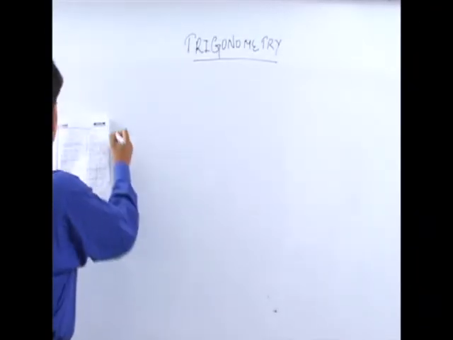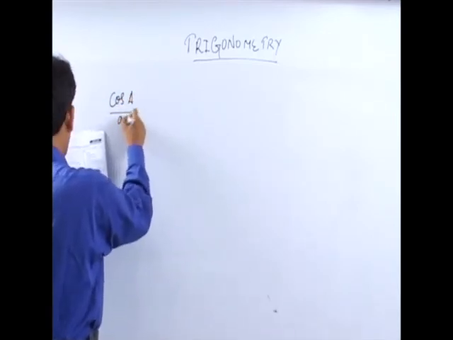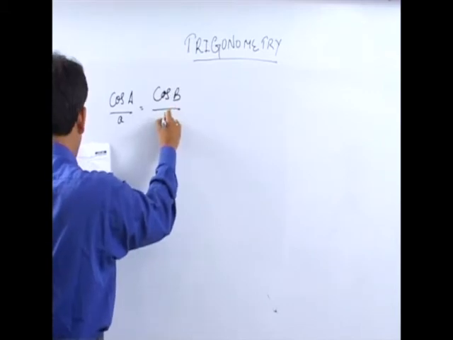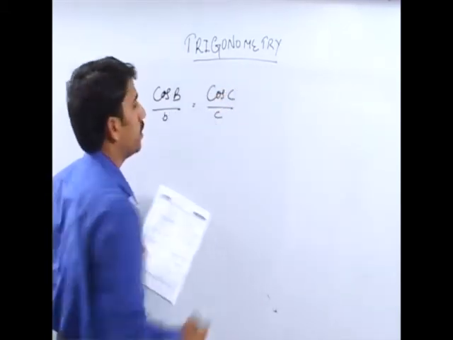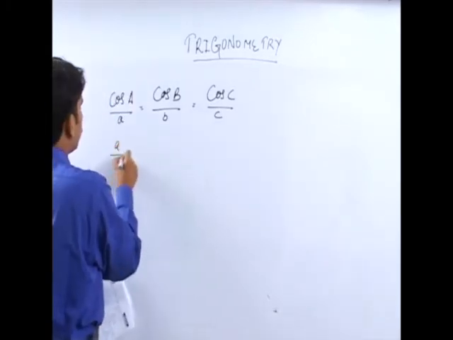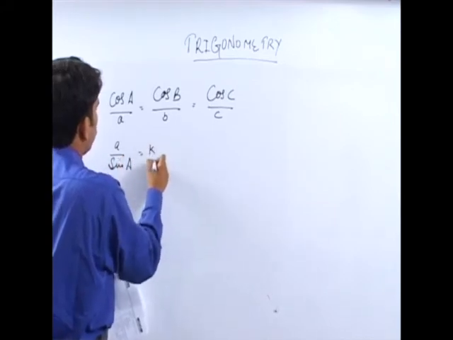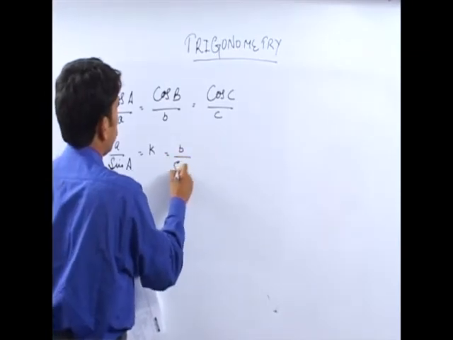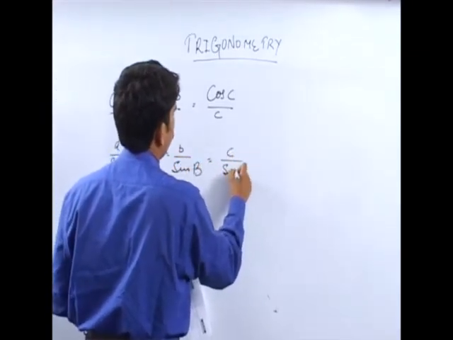You are given that cos A over a, cos B over b is equal to cos C over c. Now you know that a over sin A is equal to k, is equal to b over sin B, is equal to c over sin C.